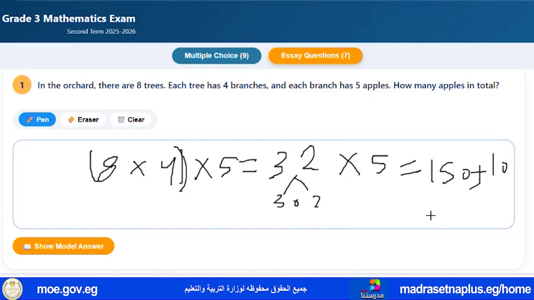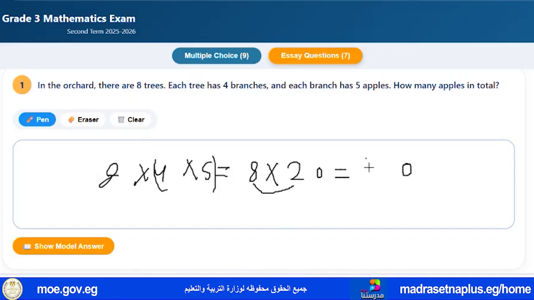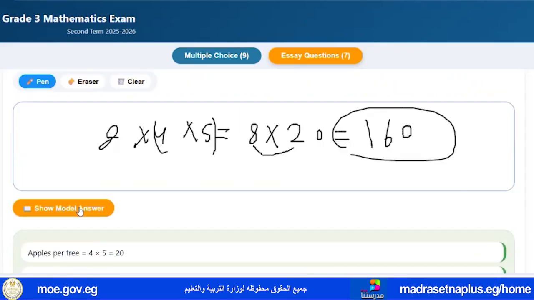I can use another way to get it by using the distributive property. I can say 8 times 4 times 5. In this case, we can use brackets, putting 5 and 4 inside the bracket. Now, 8 times 20. Using the magic zero strategy, just copy the 0. 2 times 8 is 16. So the answer is 160. Okay, let's see the model answer.